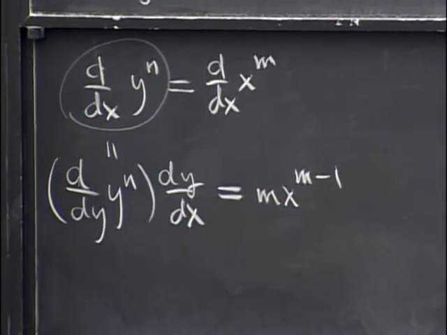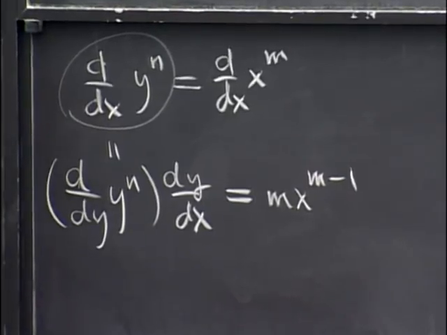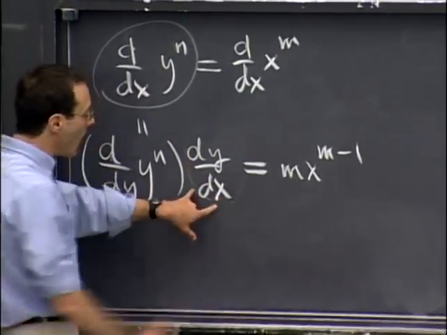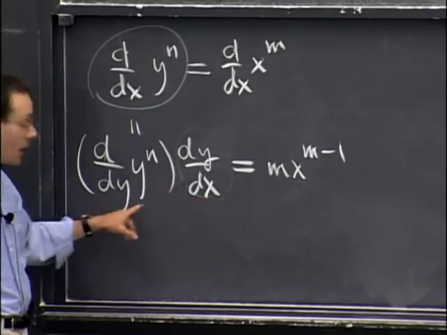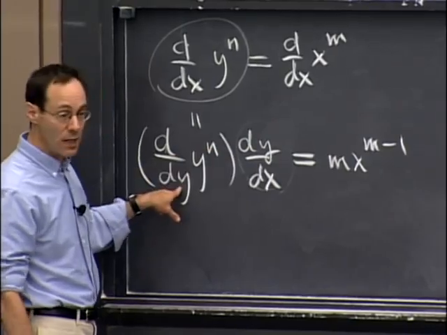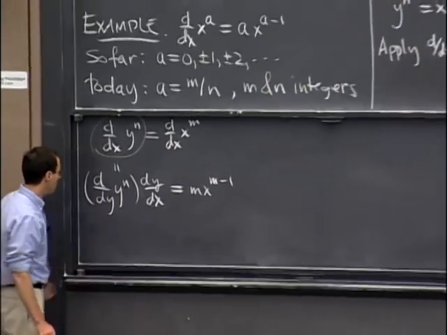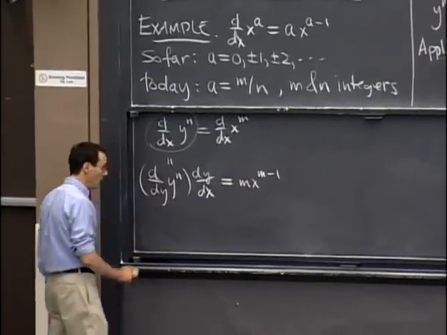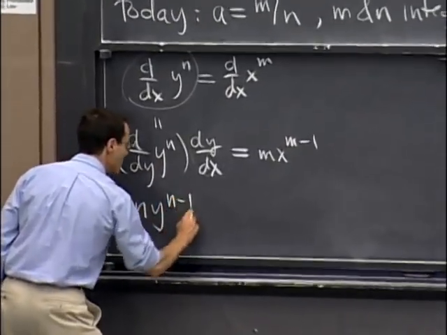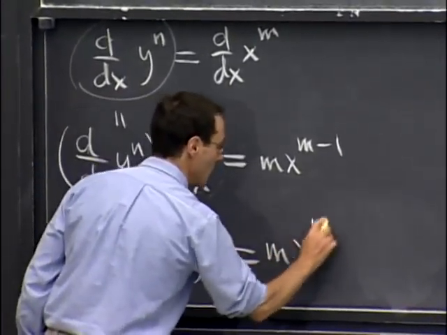All right, so this is our scheme. And now you'll see in a minute why we win with this. So first of all, there are two factors here. One of them is unknown. In fact, it's what we're looking for. But the other one is going to be a known quantity because we know how to differentiate y to the n with respect to y. That's the same formula, although the letter has been changed. And so this is the same as, I'll write it underneath here, n y to the n minus 1 dy dx is equal to m x to the m minus 1.